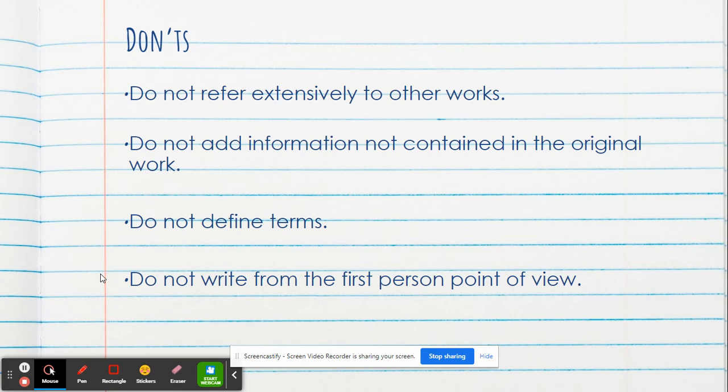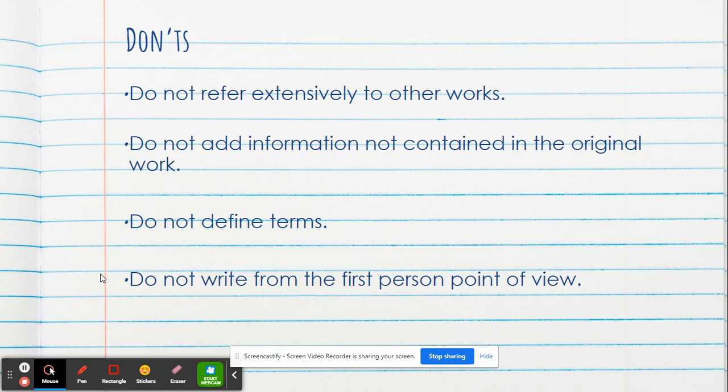Don'ts. These are huge academic no-nos. You do not refer extensively to other works. This is your original work. So when writing an abstract, you don't want to pull in other authors. You don't want to add information not contained in your original work. You don't want to define terms. You leave that in the body paragraph of the abstract.